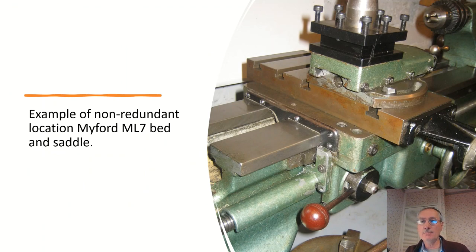Now here we have a classic example of a flatbed. This is my Myford ML7. And this is an example of non-redundant location. You have horizontal location on the front edge of the front shear. You can also see it's provided on the rear edge of the front shear, but there is no location on the rear of the rear shear. There is in fact a clearance there. So this is not a redundant layout, and it's very clear to see where the accuracy of the machine comes from.